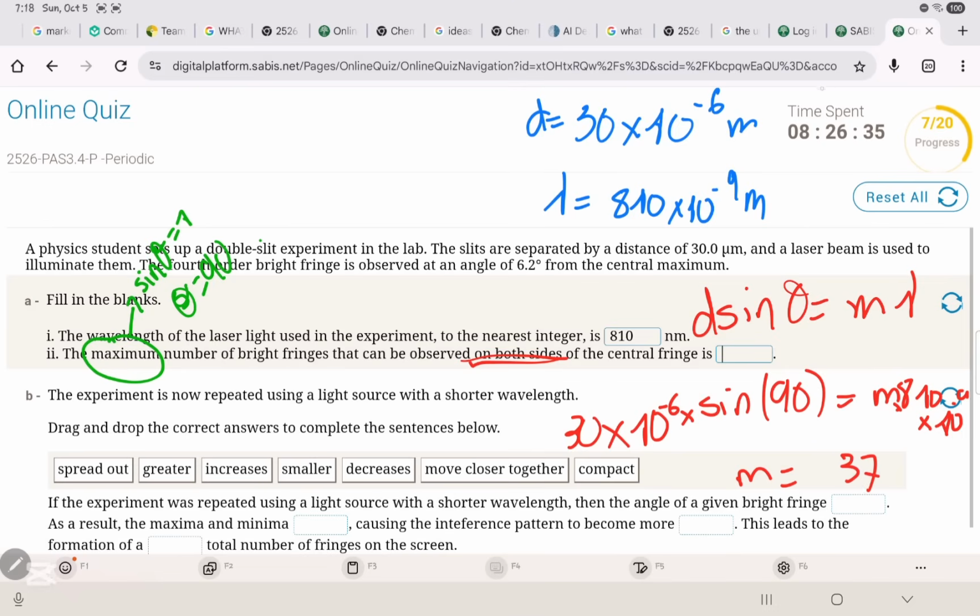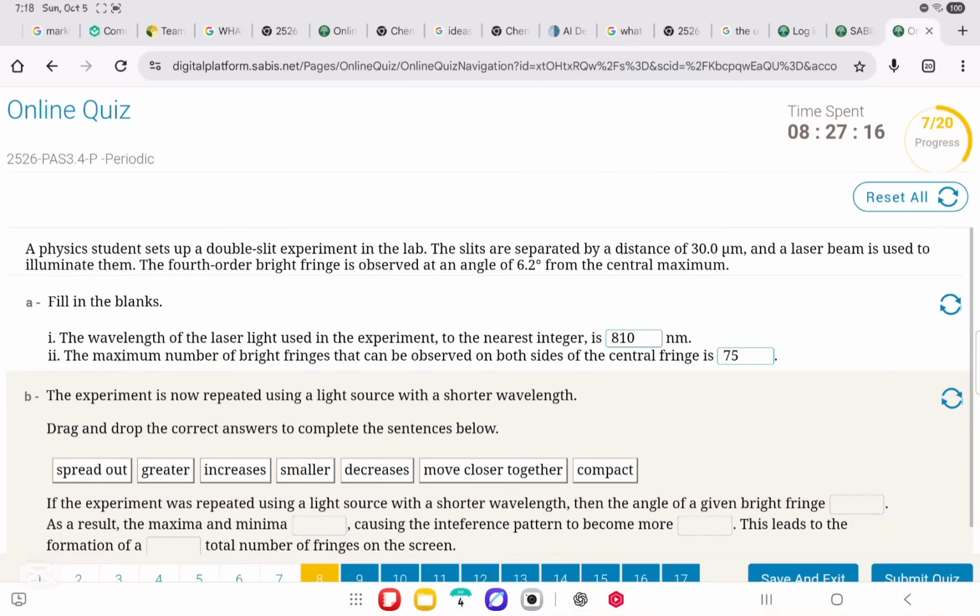But this is wrong. Why? Because this is only 37 up. There's also 37 down as well. So 37 times 2, or 37 plus 37, gives me a total of 74. But this is still not our answer. Why? Because with all of this, we do not include the central brightness. So that's going to be plus 1 more brightness, which will yield 75 bright fringes. So we have 37 up, 37 down, and 1 in the middle. In total, it will give us an answer of 75 bright fringes.